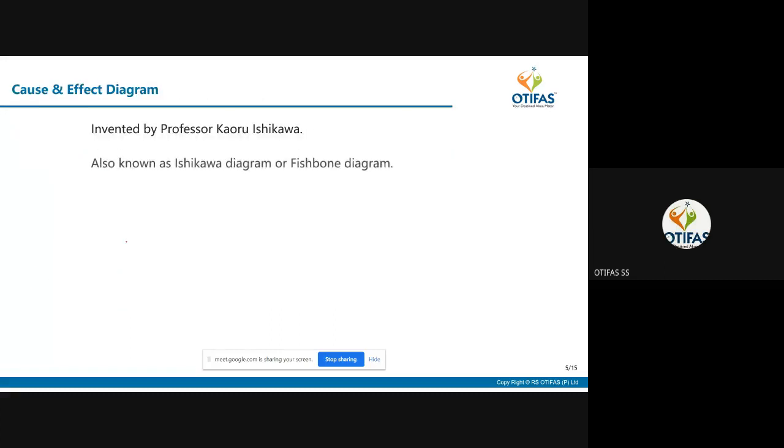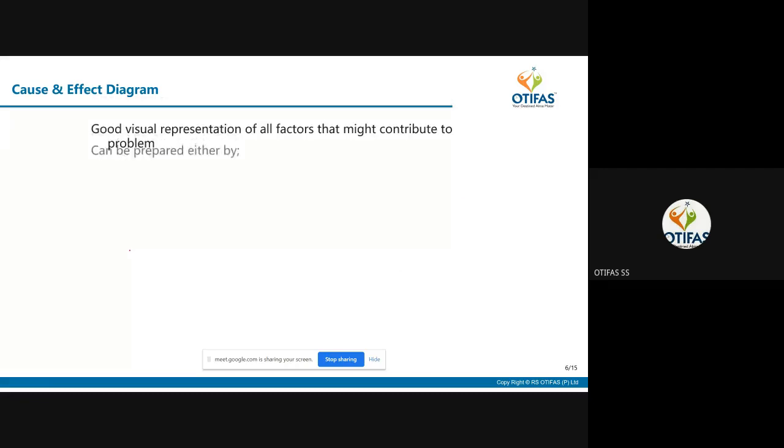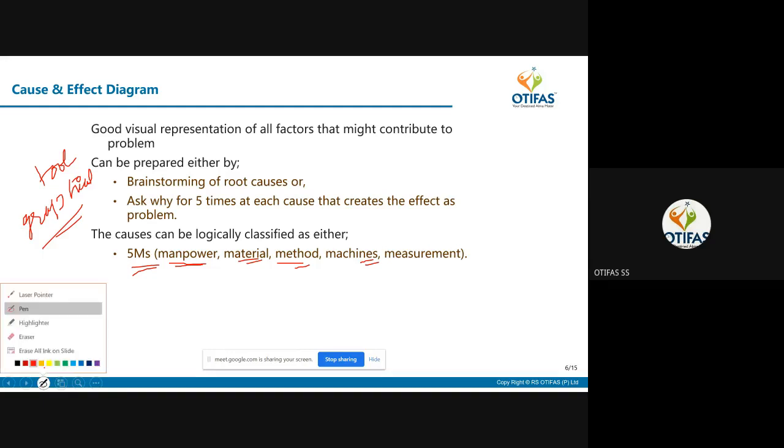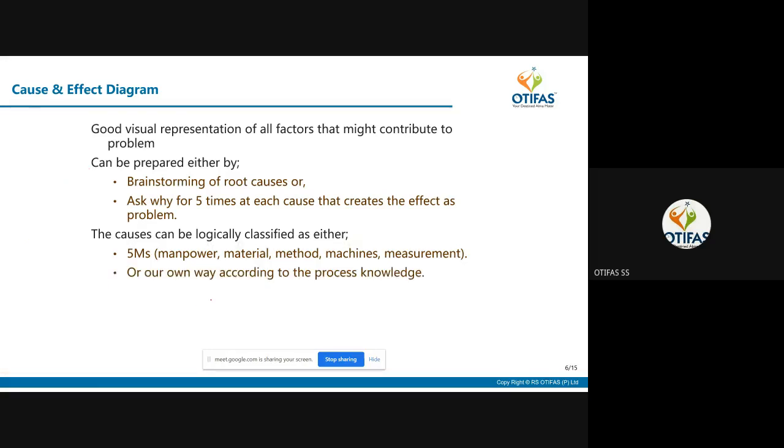Then the cause and effect diagram. You all know what a cause and effect diagram is. You ask for the causes of a problem and then put them in a graphical method. It's a graphical methodology, but a very powerful tool. If you do it very well, it's a very useful tool. It's a graphical tool to categorize the causes under particular headings. These headings can be the 5M, or your own headings. If you want to put the causes under manpower, material, method, machines, etc., you can do it. Otherwise, you have your own way of classifying. So this is how it is done. Now let's see how it is conducted.